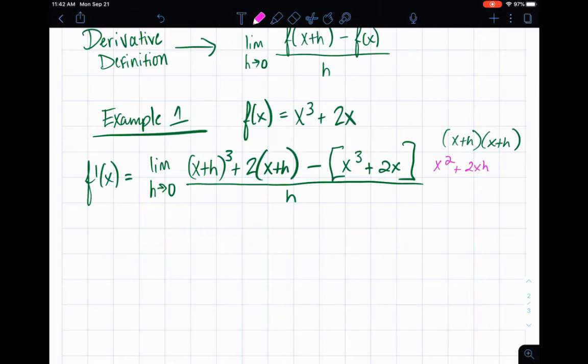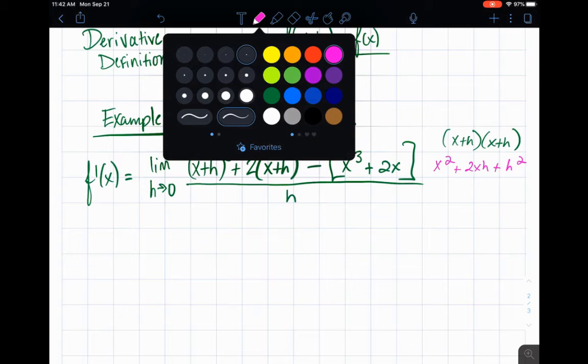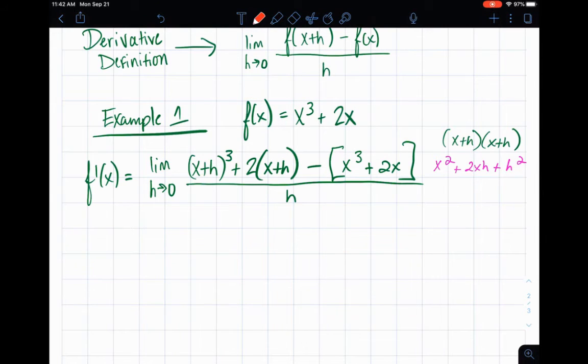So x squared plus 2xh plus h squared. Okay? And we're going to multiply that by x plus h. So think of whatever way you want to do it. If you want to take the first term and multiply it by everything in the next parenthesis, or if you want to do each term in the first parenthesis and multiply it by the first term, whatever you want to do for that.